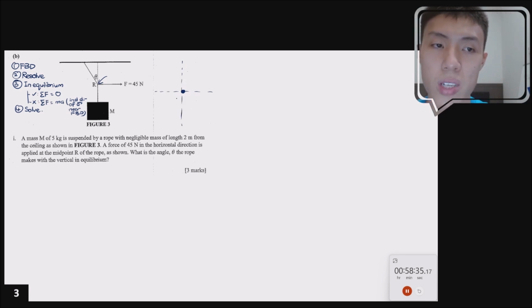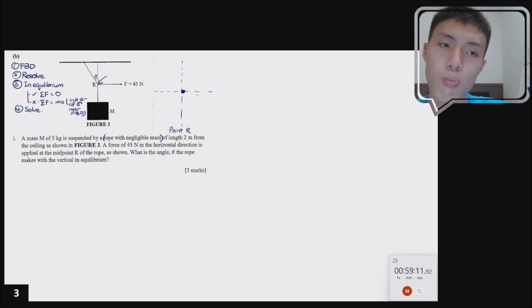The first question, does the object have mass or not? This point R over here is a point on the string. And we say that the rope here is negligible mass. Therefore, this point R over here does not have any mass. Because it is massless, therefore no weight. So there should be no weight at point R in the free body diagram, because point R doesn't have mass, doesn't have weight.